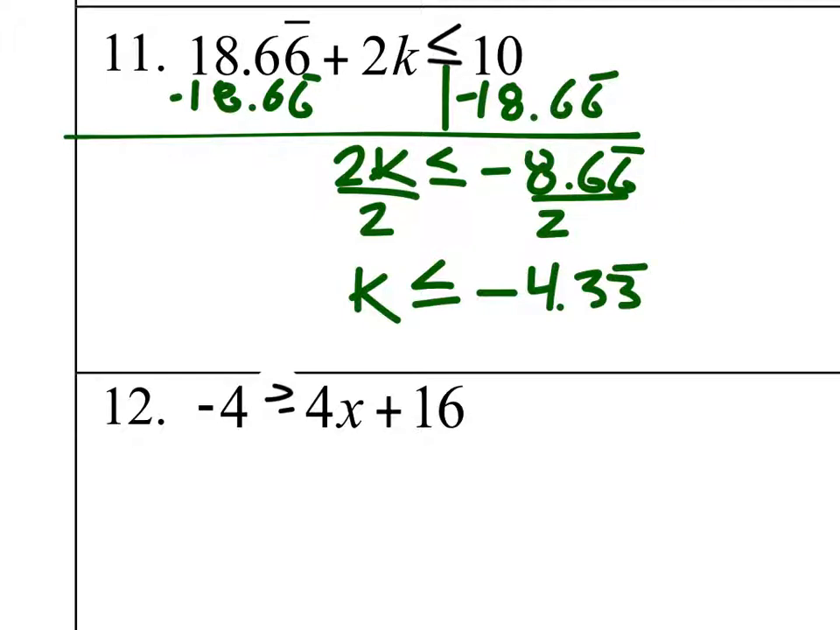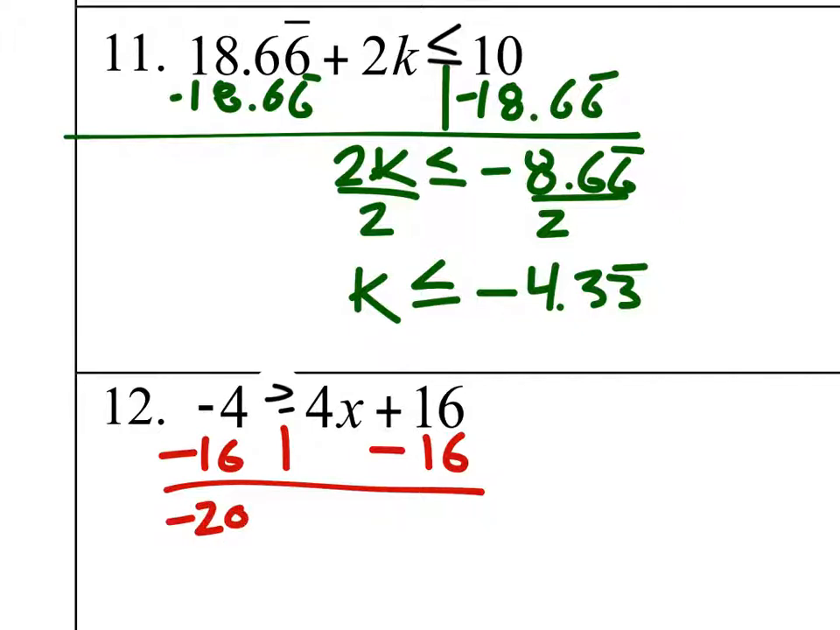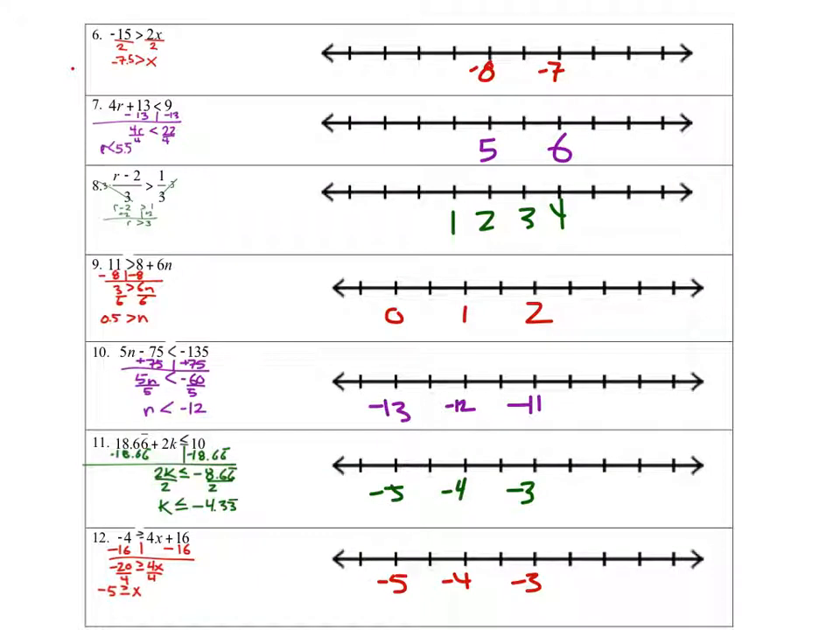Alright, and then finally number 12, we need to subtract 16 from both sides. So we got negative 20 is greater than or equal to 4x. We'll divide everywhere by 4, and we got x in comparison to negative 5. So we have all the inequalities, now we just need to graph. Alright, now we're ready to graph these.